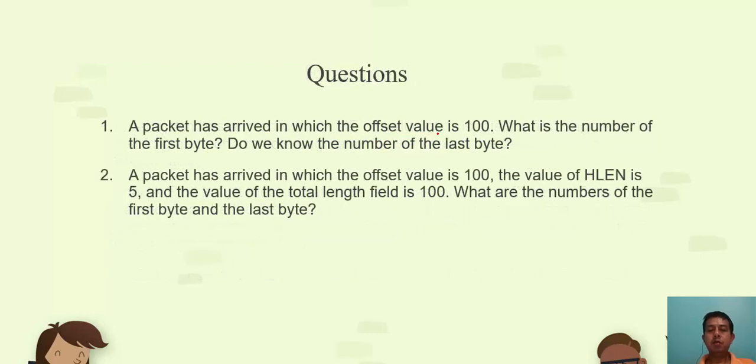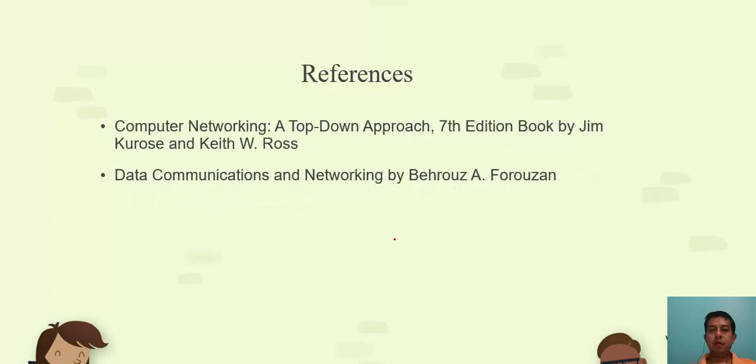Now these are some of the questions which you should try yourself. Okay, you can try this too. So in the first question, the packet has arrived in which the offset value is 100. What is the number of the first byte? Do you know the number of the last byte? So this sort of questions you should try on yourself and try to find the answers.